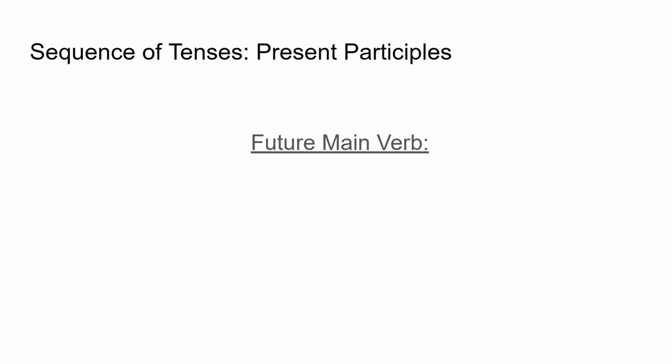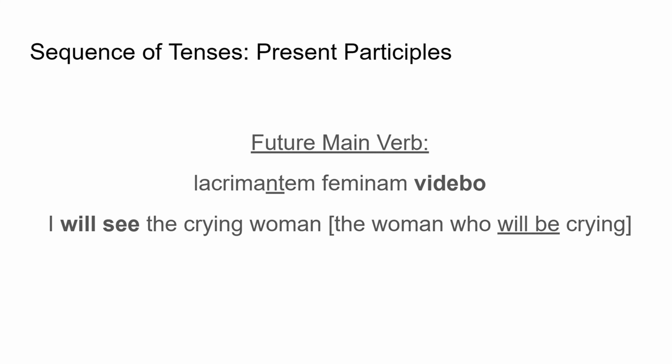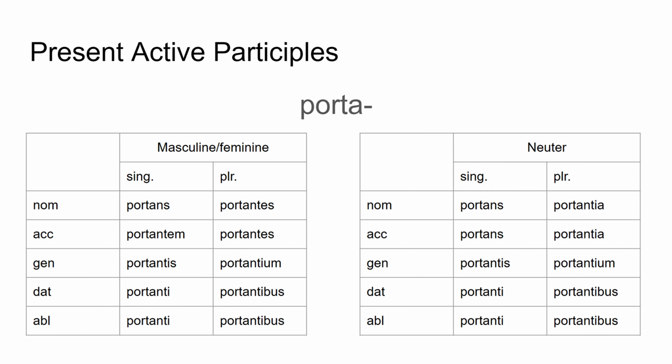Future main verb, then I have lacrimantem feminam videbo, I will see the crying woman, and this is I will see the woman who will be crying. Again, you don't need to do that. You can just say I will see the crying woman, but just in case you're wondering, and as you get a bit further along, you need to know these things for more difficult grammar. So that's really all there is to present active participles.